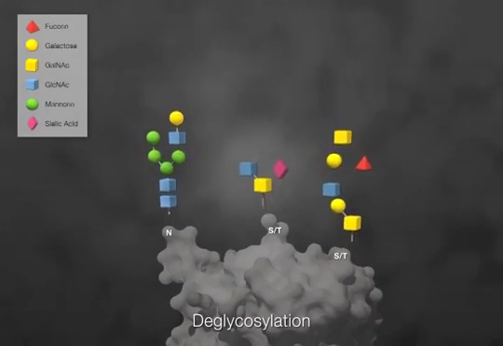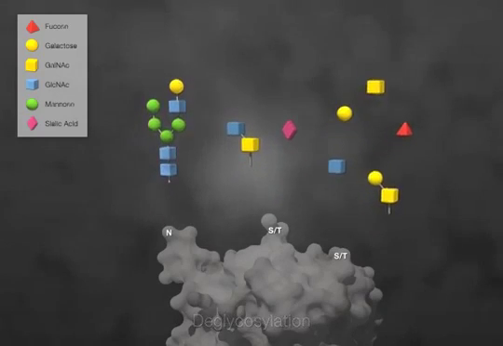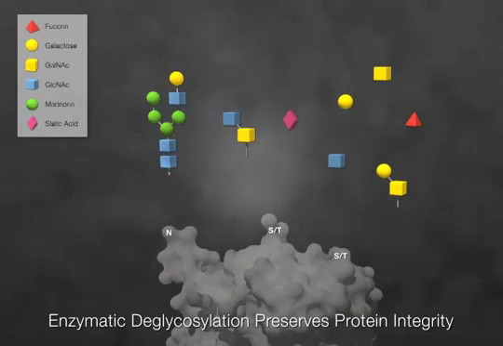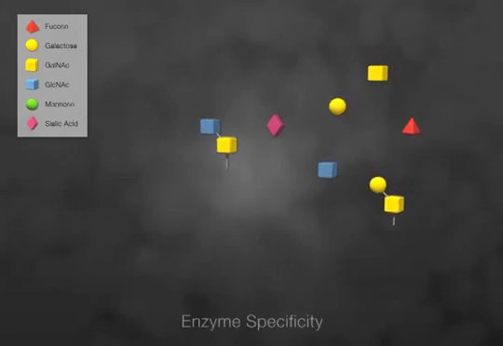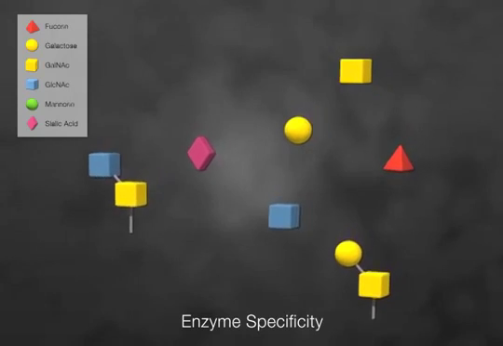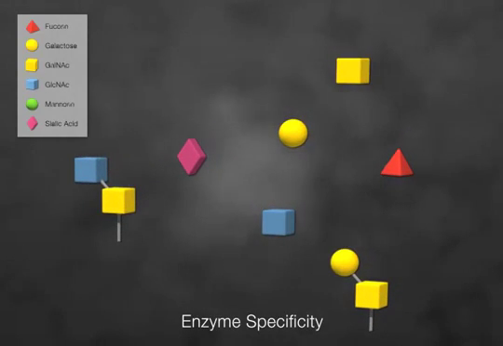Deglycosylation refers to the removal of glycans from proteins. Enzymatic deglycosylation is the method of choice because it preserves the integrity of the protein and sometimes the glycan chains for further analysis. Because enzymes are specific, using several enzymes at once or in tandem provides valuable information about the structure of the glycoprotein.